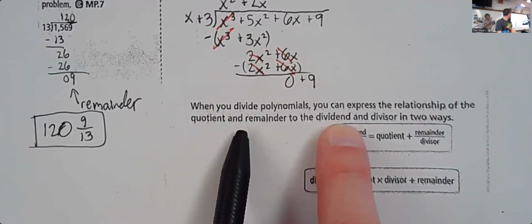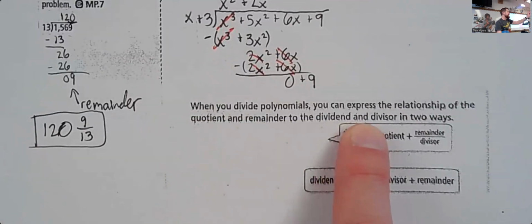So our answer for this, down here, when you divide polynomials, you can express the relationship of the quotient and the remainder to the dividend and the divisor in 2 ways. So there's 2 possible ways to write our answer.